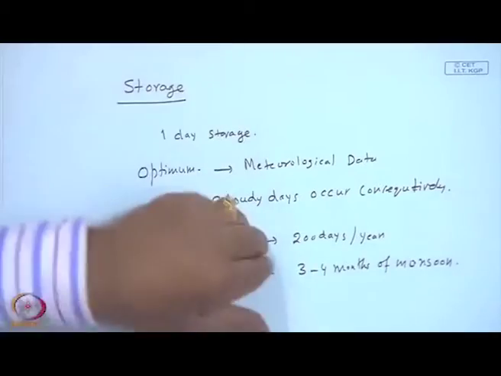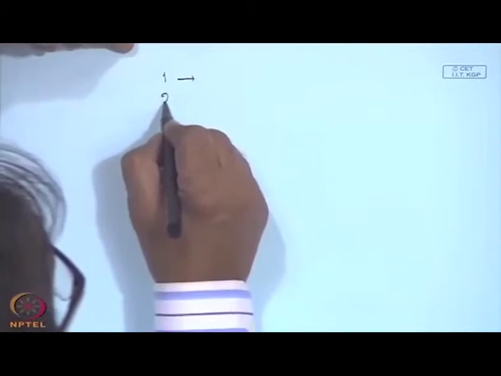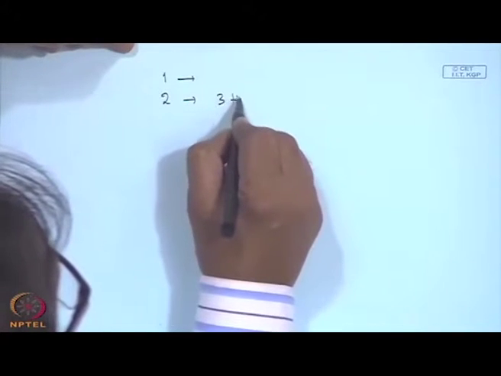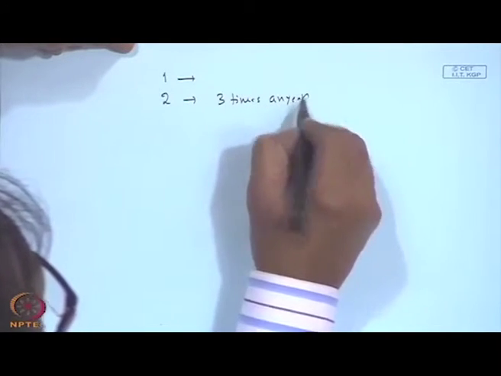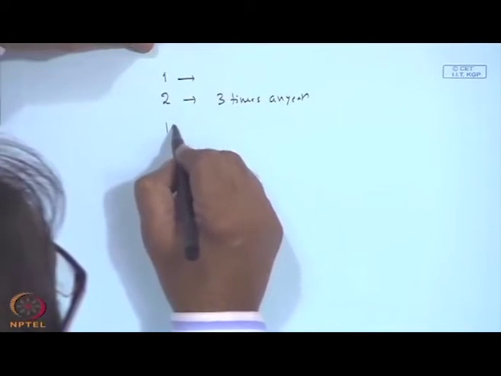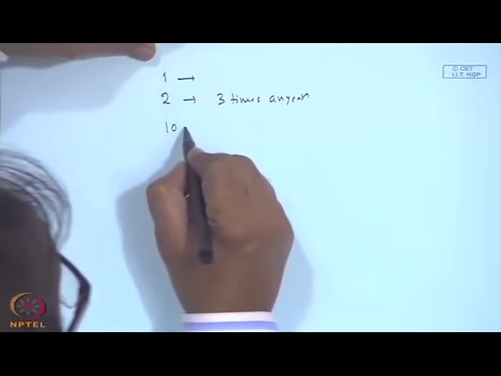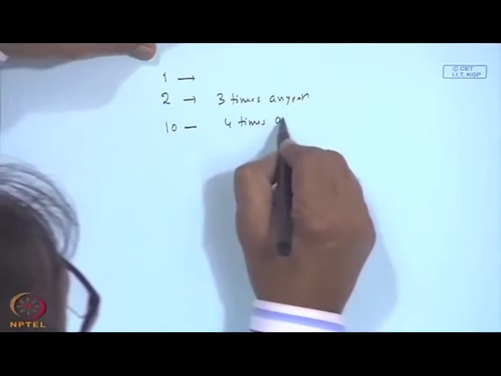So, you may consider how many days of continuous uninterrupted rainfall could be there. It could be only a day for many locations, or 2 days 3 times in a year, and a place like Cherrapunji, it may have 10 days consecutively, or 4 times in a year.